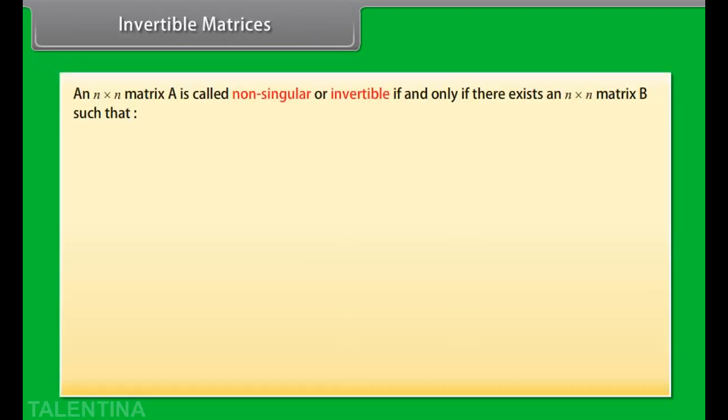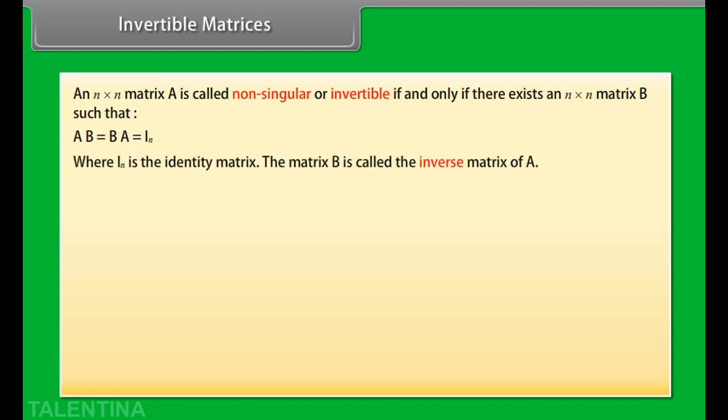Invertible matrices. An n by n matrix A is called non-singular or invertible if and only if there exists an n by n matrix B such that AB is equal to BA is equal to I N, where I N is the identity matrix. The matrix B is called the inverse matrix of A. Look at this example. Here A and B are given.